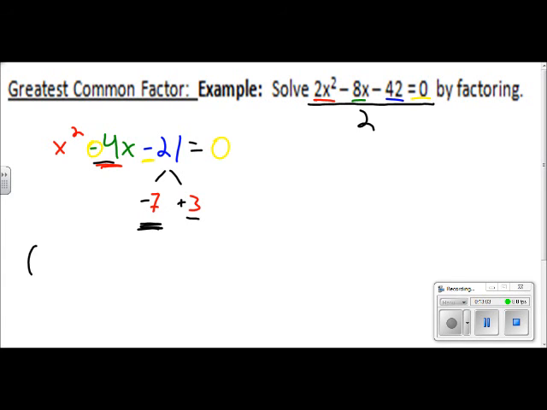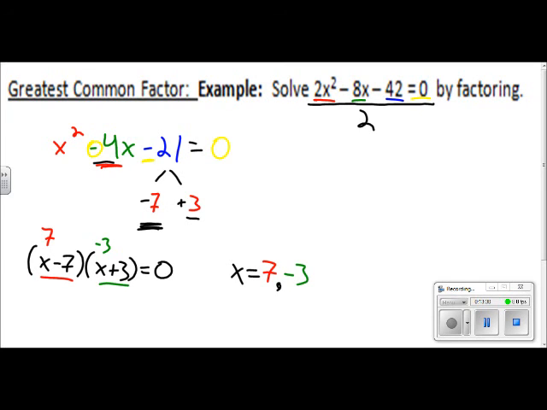So when we write this factored, we would say that x minus 7 and x plus 3 are our factors, and again, they still equal 0. So our solutions here, in this case, we want 7, because 7 minus 7 is going to be 0. And in our second case, we want negative 3, because negative 3 plus 3 equals 0. So here is our solution set.